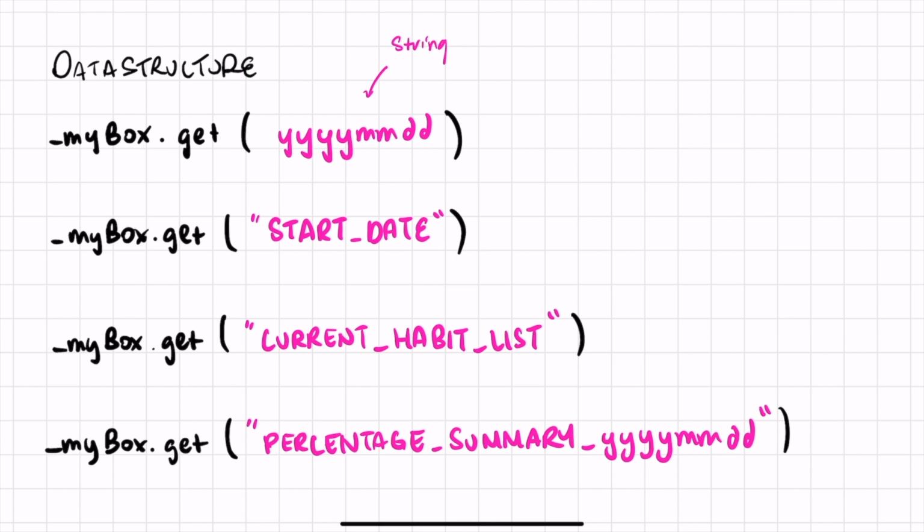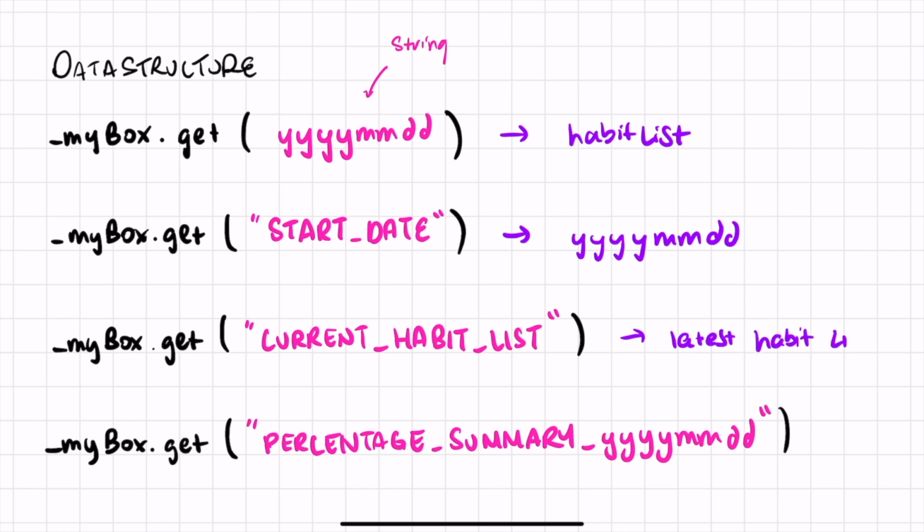Now, when we think about the data structure, so how we're going to store the data in our database, I want to store essentially 4 things. Because habit tracking is a daily sort of thing, I'm going to store each habit list that contains the information of if we've completed the habit or not for a particular date. So the year, month, day. The second thing I want to store is the start date. This will be useful for us to calculate the percentages for our heat map later on to display how our habits are going in the past. And the other thing is I want to keep track of the current habit list.